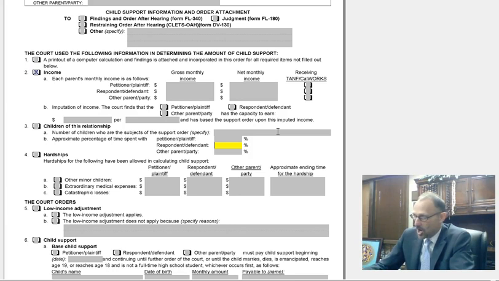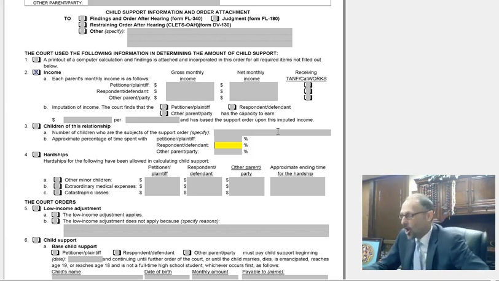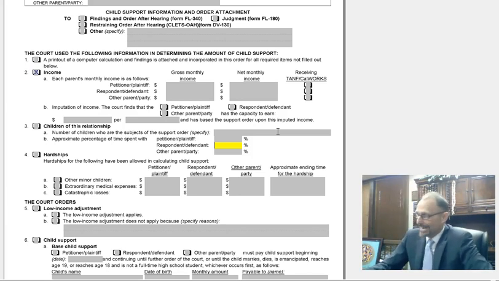So we add that all together, and that comes out to 3,464 hours. Now there are 8,760 hours in a year. So divide that 3,464, or whatever your total is, by 8,760. And in this case, this father has 39.5% timeshare. And that's how we figure that out.